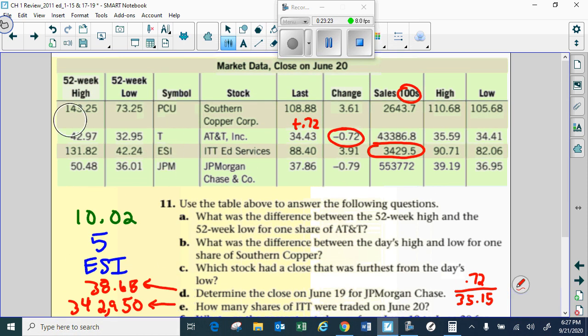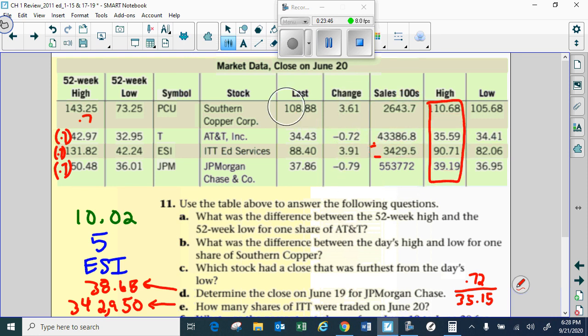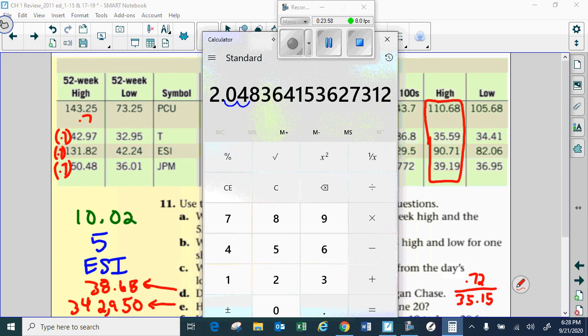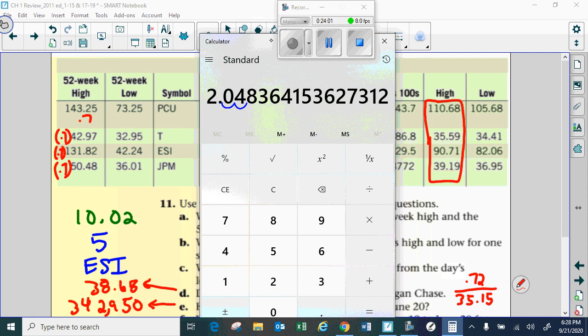All right, which stock had a day's high that was approximately 30% less than its 52-week high? 30% less would be 70% of the high. So we would take each of these and multiply by 0.7, times 0.7, times 0.7, times 0.7, and compare that to the high over here. We'll be comparing those answers to this column right now and see which one comes out to be about that. Once we find that, we're done. Okay, so let's move this to the middle so we can see here.